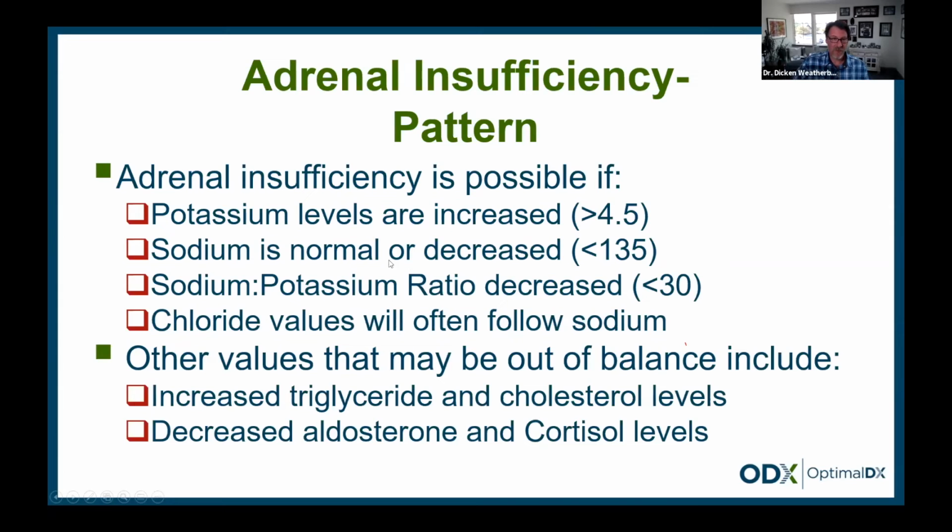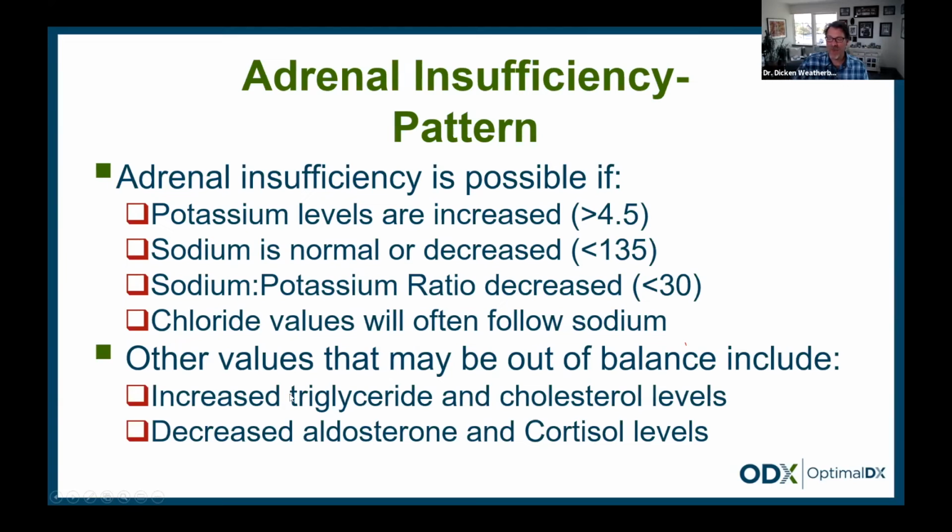Conversely, with sodium, aldosterone has a completely opposite effect. Low levels of aldosterone actually cause an increase in renal sodium excretion, so the sodium level will start to go down. The sodium potassium ratio will be decreased below 30. Chloride values will often follow the sodium, so they will be low.